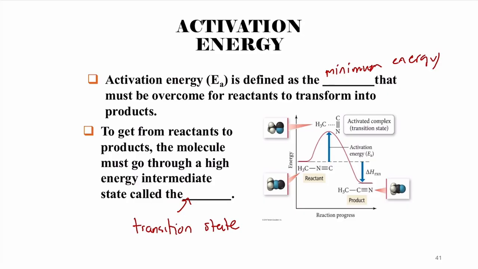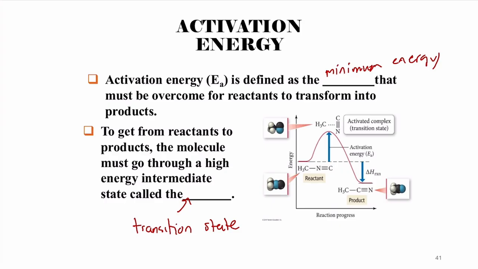And so that's the state where we're high in energy, and about 50% of the time we're going to move towards the products, and about the other 50% of the time you're going to roll back to the reactants in this case. And so in this case, it's easy to see what a transition state is because it's just a conformation change. The molecule is just changing shape a little bit.